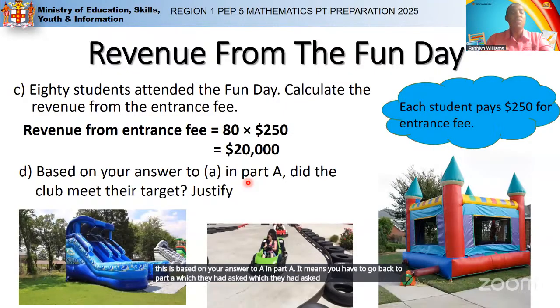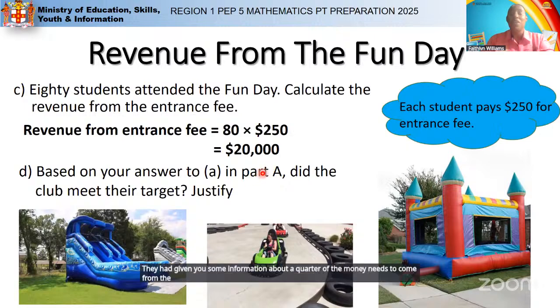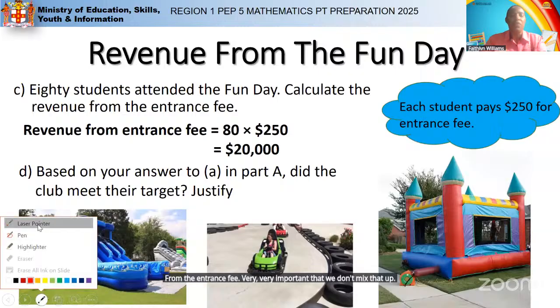They had given you some information about a quarter of the money needing to come from the entrance fee. A quarter of the revenue needs to come from the entrance fee. And we worked that out as a quarter of $60,000, which was $15,000. So that was their target from the entrance fee. Very, very important that we don't mix that up. So that's the bit of information.